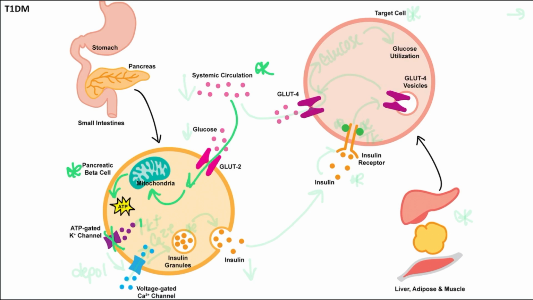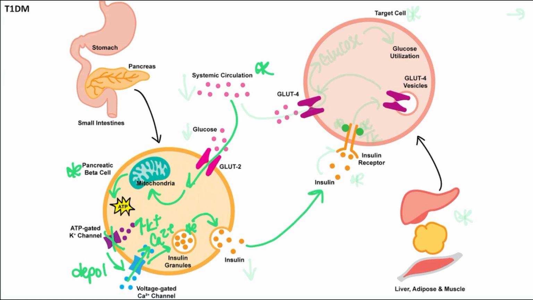And this is going to lead to a buildup of potassium inside of that beta cell, which will eventually lead to depolarization. This depolarization is going to trigger the opening of these voltage-gated calcium channels, allowing calcium influx into the beta cells. And this is going to lead to a further downstream calcium release from intracellular stores. Once this cytosolic calcium reaches a specific threshold, the previously synthesized and stored insulin in vesicles or granules will undergo exocytosis, releasing insulin into the systemic circulation.